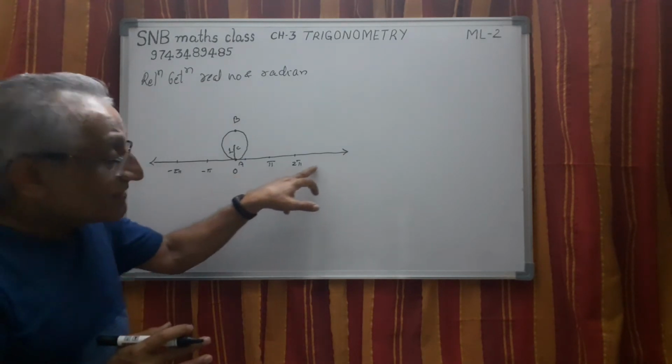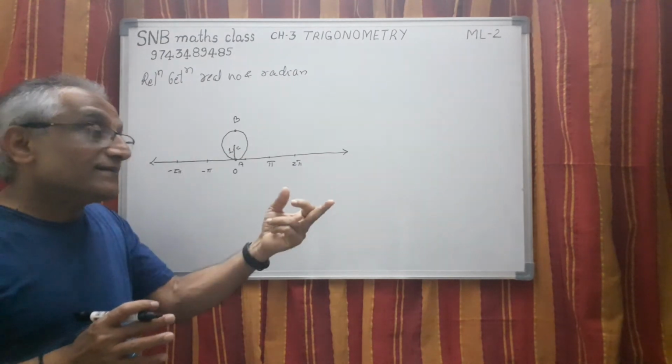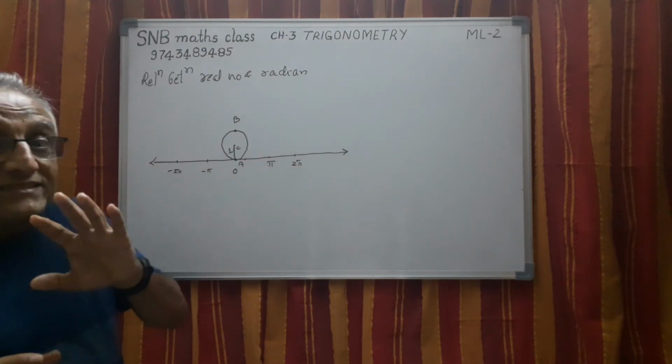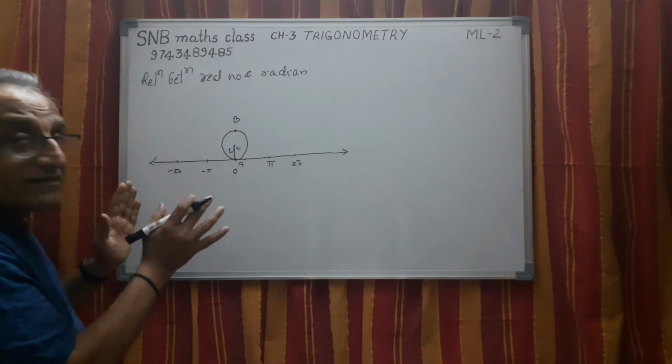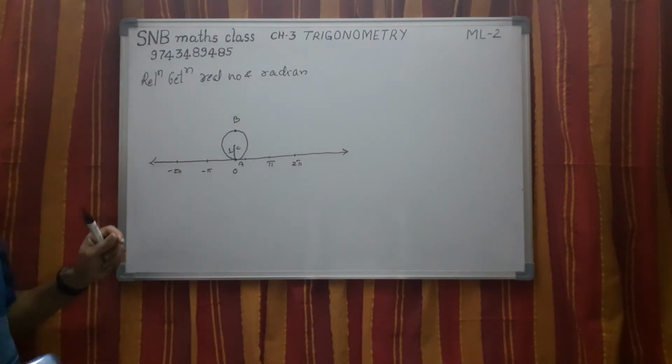So now the interesting thing is this. Every point on the number line can be represented by a radian, and every radian can be represented by a number on this line segment. So this is the relation. This will help us in drawing the graph using radian measure. So this is one interesting property of radian.